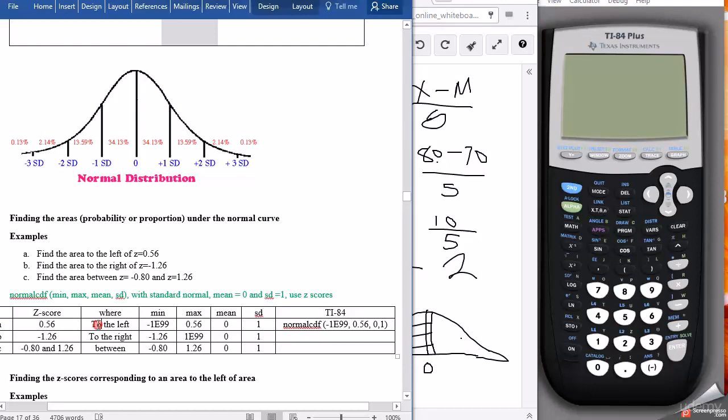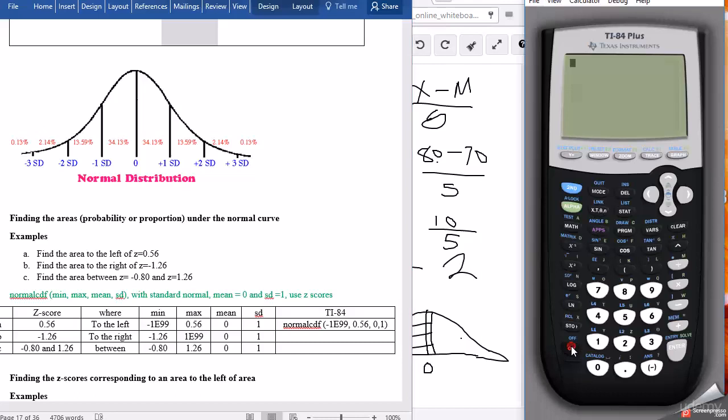Of course, the TI-84 always calculates to the left of the z-score. Whenever you are finding the area to the left, the minimum is -1E99. That's what you put in the calculator. So the maximum is 0.56. The mean is 0 and the standard deviation is 1. Okay, standardized. So anytime we are using the z-score, know that the mean is 0 and the standard deviation is 1. Okay, so we are going to go to start.